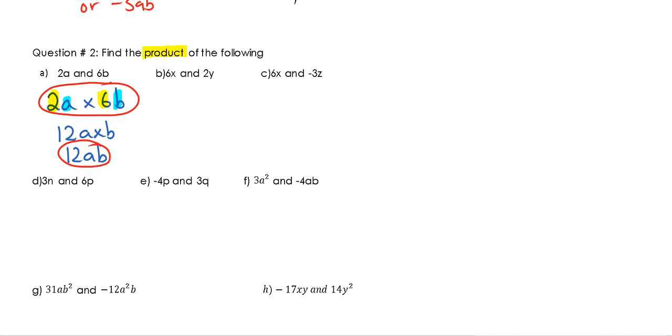And that's exactly what Mr. Vidich did in his video as well. So make sure you follow the instructions. All right, next one, 6x times 2y. This is going to be 12xy. Next one here I have 6x times negative 3z. Well, I have one negative there, so my final answer should be negative 18xz.